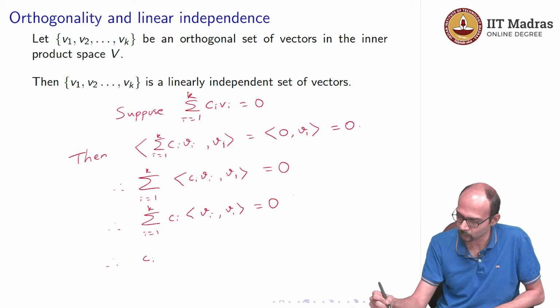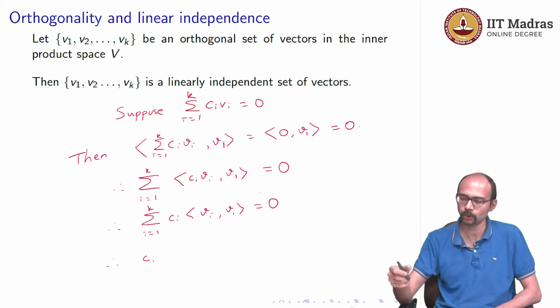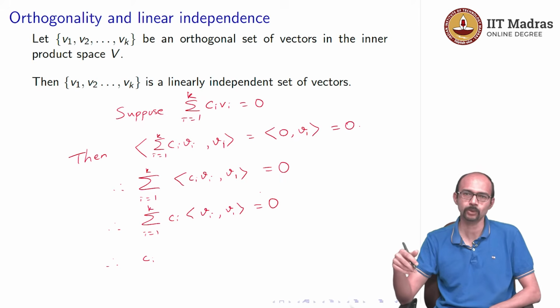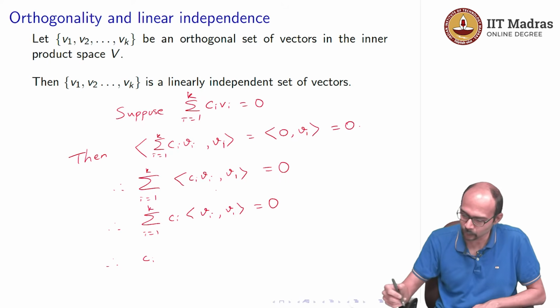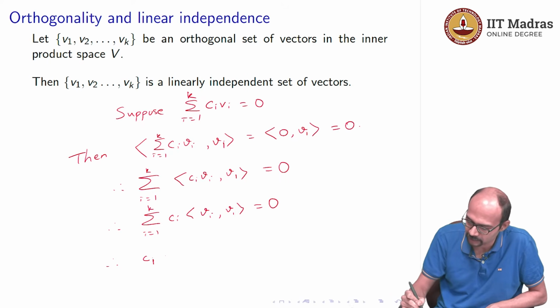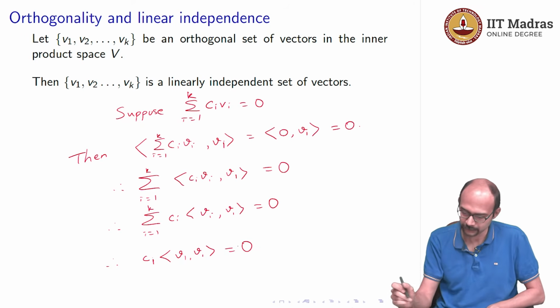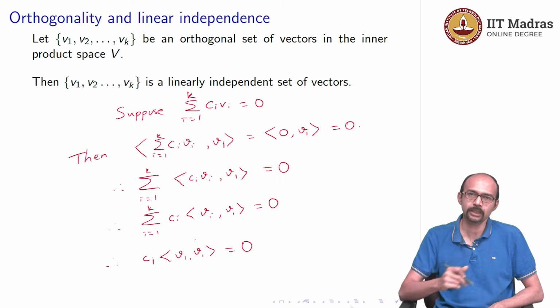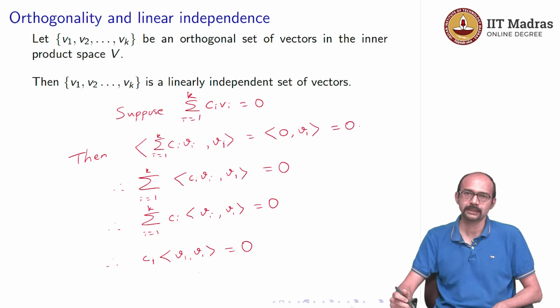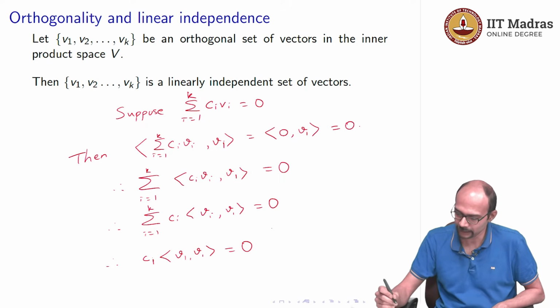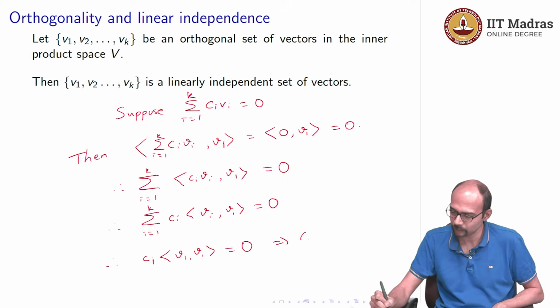So, okay, what are the non-zero terms here? Remember that these are an orthogonal set of vectors. So, unless i is equal to 1, everything is 0, because the inner product of vi and v1 equals the inner product of v1 and vi, and that is 0 for all i not equal to 1. So, the only term I am left with here is c1 times the inner product of v1 and v1, and this is 0. And so, if v1 is not 0, then this inner product is non-zero, and that will imply that c1 is 0.